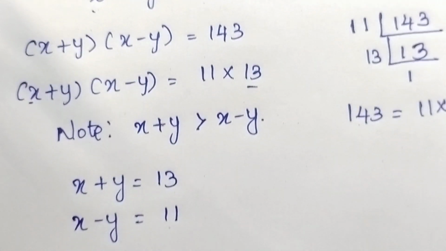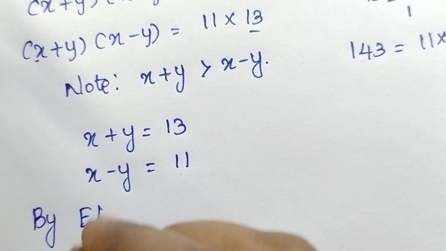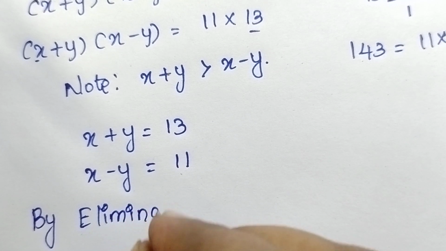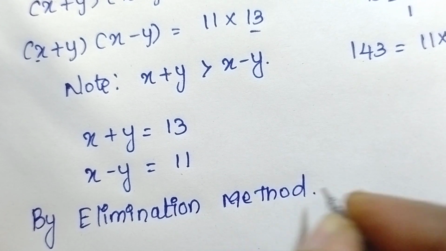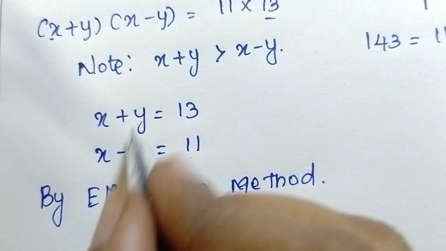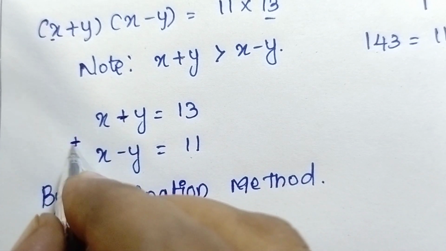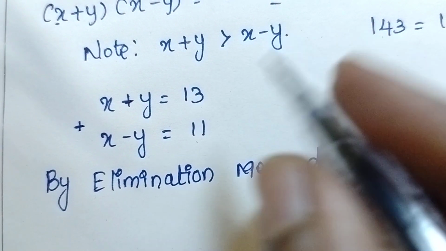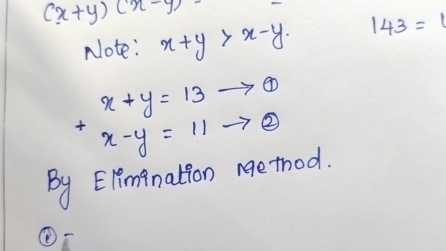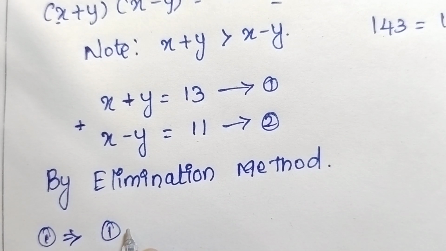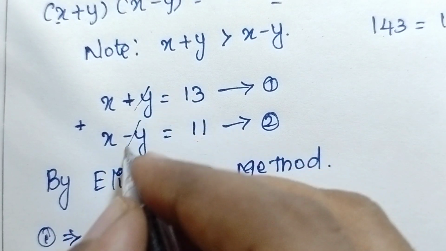Now I am going to solve these equations by the elimination method. By the elimination method, we need to eliminate any one of the variables. So here plus, here minus. If we add these two equations, then what will happen? Let's give them the names 1 and 2. The first step is I am going to add 1 plus 2. If I add these two, then the y terms get cancelled.